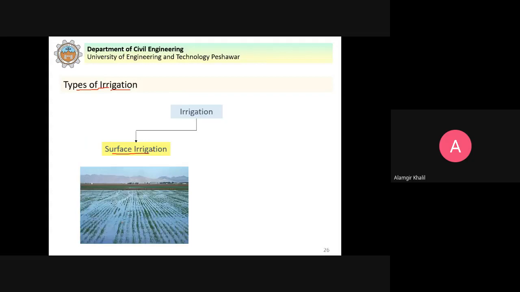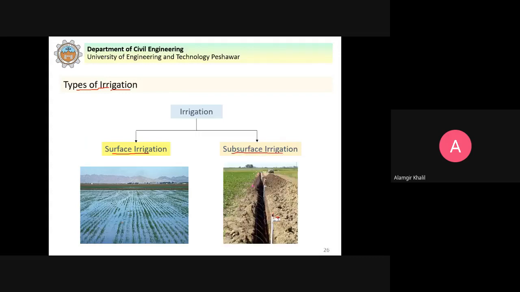Next, we discuss the types of irrigation. Irrigation can be divided into surface irrigation, where we supply the water to the crops on the surface of the earth, as the water flows due to gravity and irrigates the land. And we have subsurface irrigation, that is, through a system of underground pipes, the water is supplied to the root zone. So below the ground surface, we supply the water to the root zone.